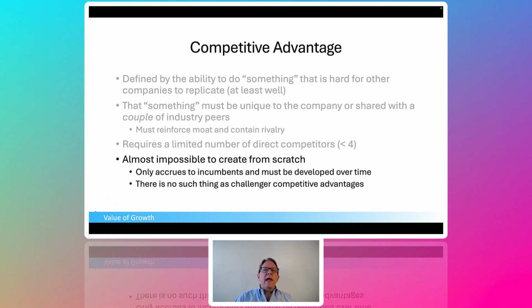What they're really saying is it's a relative product advantage. Maybe they're driving a disruption. Maybe they think the value proposition is better than the incumbents, but they don't have a competitive advantage, at least the way I define it. Maybe they have a competitive offering. Maybe they think they have a superior competitive offering, but they don't have a competitive advantage. All right, so no such thing as challenger competitive advantages. Competitive advantages only accrue to incumbents.